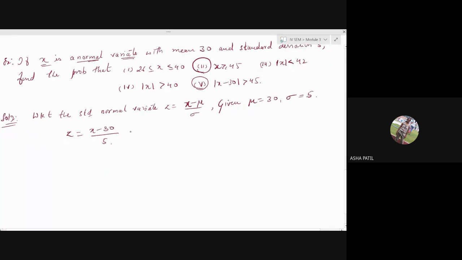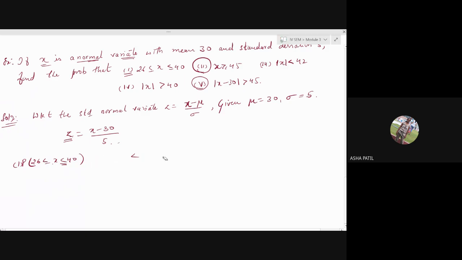Now we go for the different questions that have been asked. First one is X lies between 26 and 40. If X lies between 26 and 40, we have to check which values Z lies between. X is the normal variate here, and we'll standardize this. We want the probability that Z lies between which values, so let us simplify and first find the values of Z.